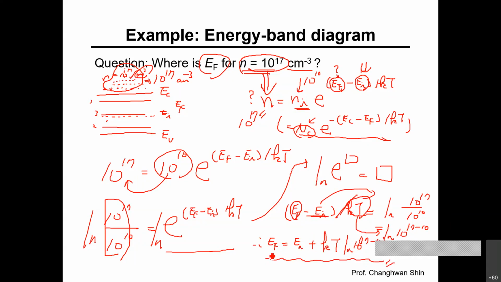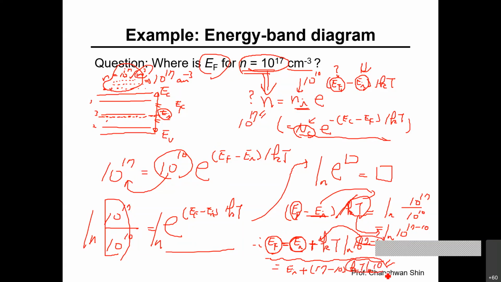Take a look here. The Fermi energy level is equal to what? Mid gap plus what? You can see the dotted line indicates the E sub I, mid gap. So EC, EV, the middle point. Plus KT ln 10 to the 17 minus 10. So here 17 minus 10 can get out and move here. So EI plus 17 minus 10 times KT ln 10.